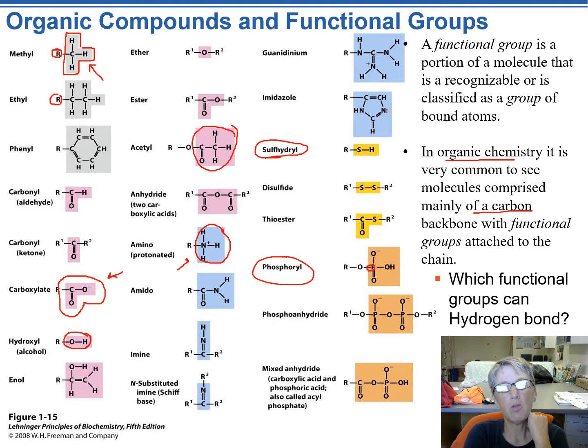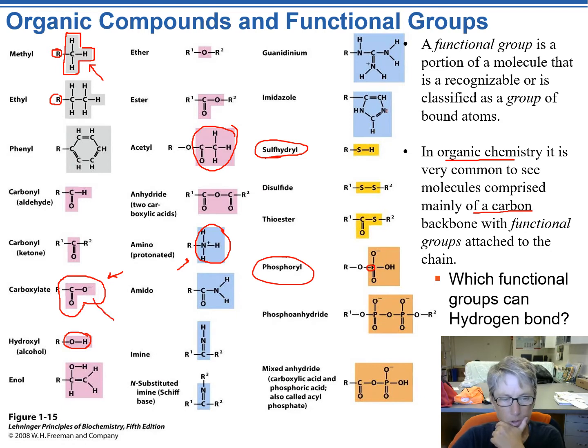Do you remember what a hydrogen bond is from the last videos? Well, it's a bond that is formed between two molecules, and one of the molecules has a polarized hydrogen that's partially positive, and the other molecule has an electronegative atom like oxygen or nitrogen, for example. So which of these functional groups can form hydrogen bonds?